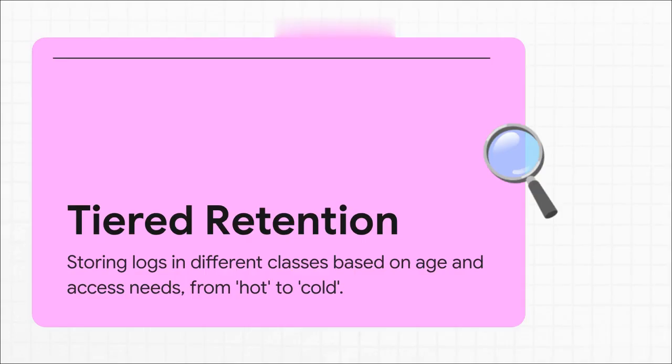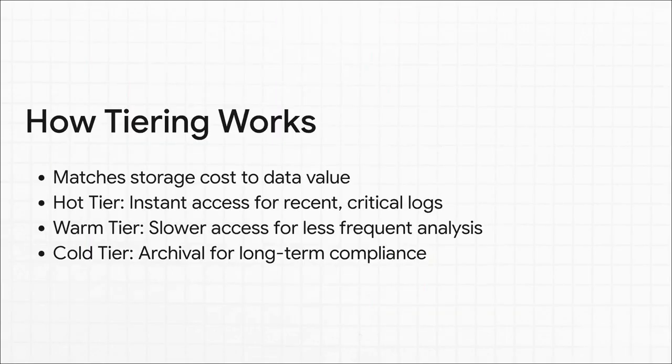Pillar number 3 is tiered retention. Not all data has the same value over time. A log from 5 minutes ago, that's critical for debugging an active incident. A log from 5 months ago, that's likely only needed for a compliance audit. So why on earth would you pay the same price to store both? This is all about matching your storage cost to the data's actual value. You keep recent, critical logs in expensive, hot storage for instant access. Then older logs move to warm or even cold tiers, which are significantly cheaper. This way, you can meet those long-term compliance needs without paying premium prices for data you barely ever touch.